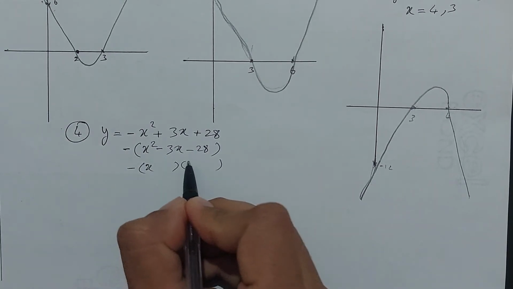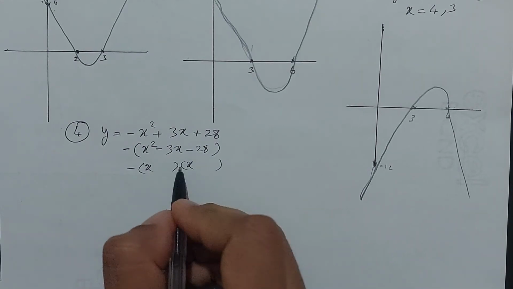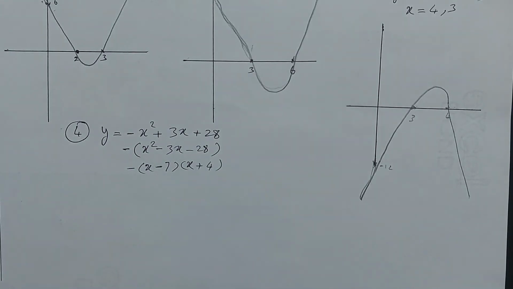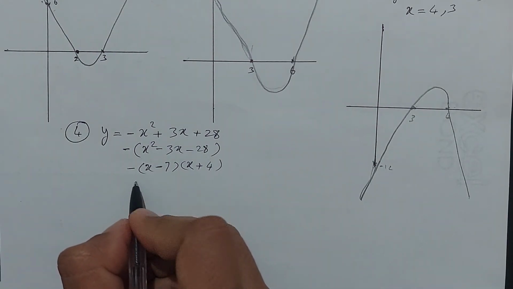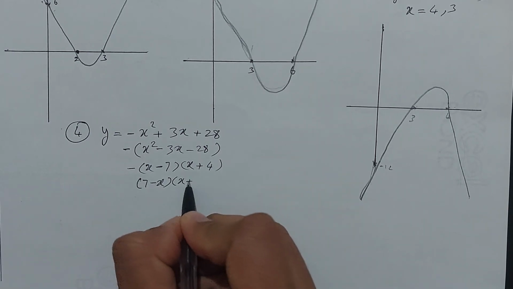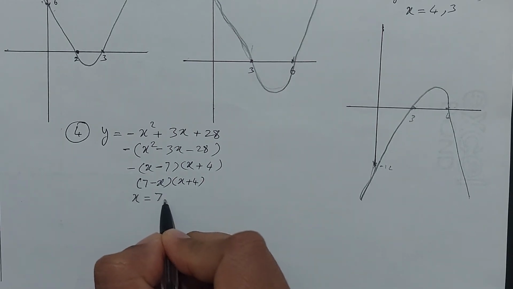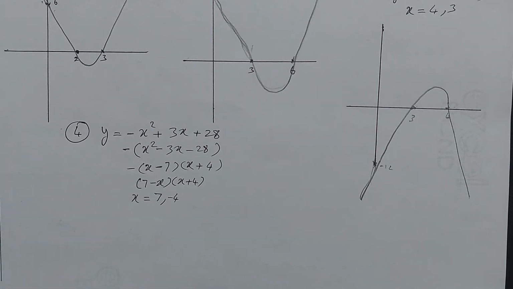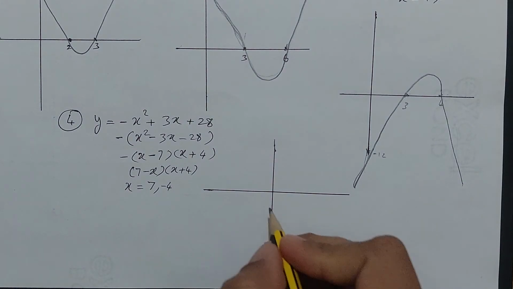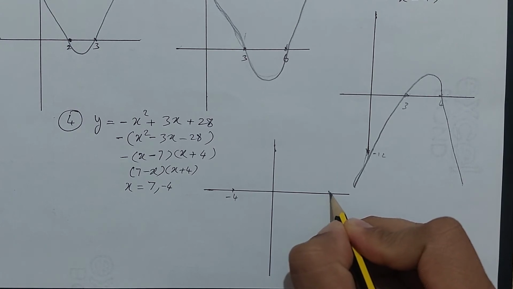So that'll be x, factors of 28 making 3, which is 7 take away 4, 3. So minus and plus. So the final answer, you just multiply it: 7 minus x, plus 4. So values for x is equal to 7 and minus 4. Hope you guys got it. So let's draw the graph now. So we'll draw it here. 7 and minus 4. So minus 4 somewhere here, I'll say, and 7 somewhere here, I'll say.